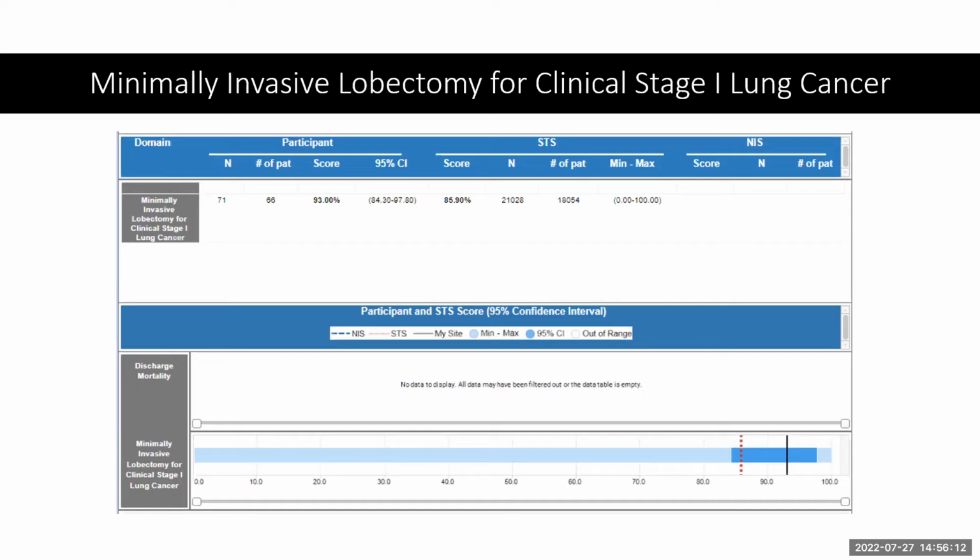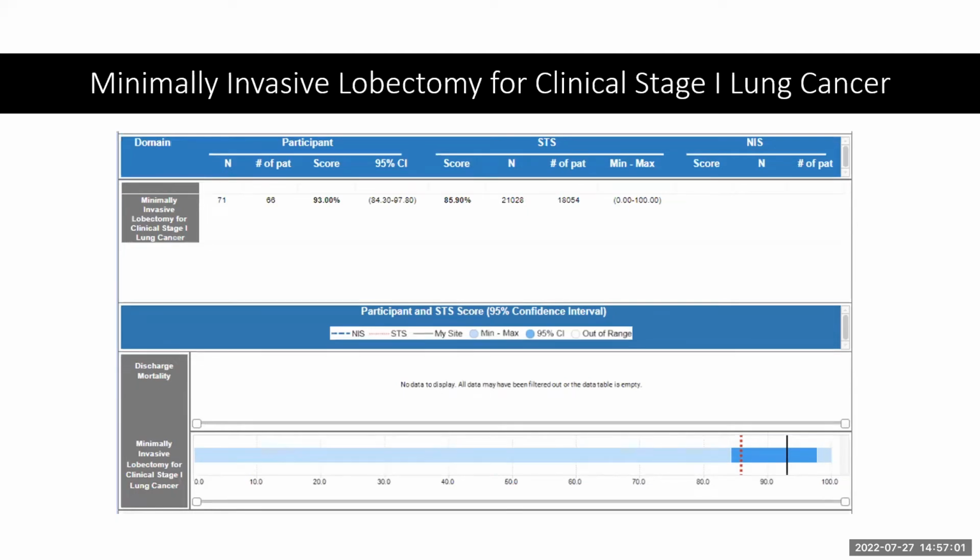But again, here our N is smaller because this is obviously a smaller cohort. So these 71 patients are all of your clinical stage 1 lobectomies, which includes TIS, and whether open, VATS, robotic, doesn't matter. All of your clinical stage 1 lobectomies make up this 71 here. And then the number of patients, so 66, represents the number of those 71 cases that were resected using a minimally invasive approach. So that gives this participant a score of 93%.